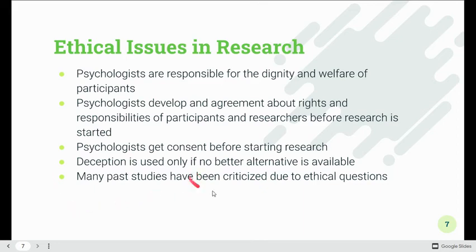So that is where we get into some criticism. When you start adding in some of those elements and people are not sure what's going on and then they're experiencing stress, that sometimes is problematic. So we'll talk more about some of those ethical things once we get into our next unit.